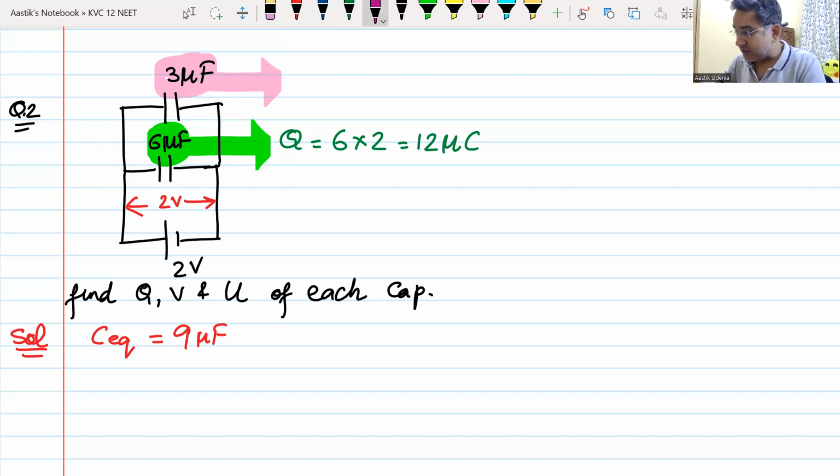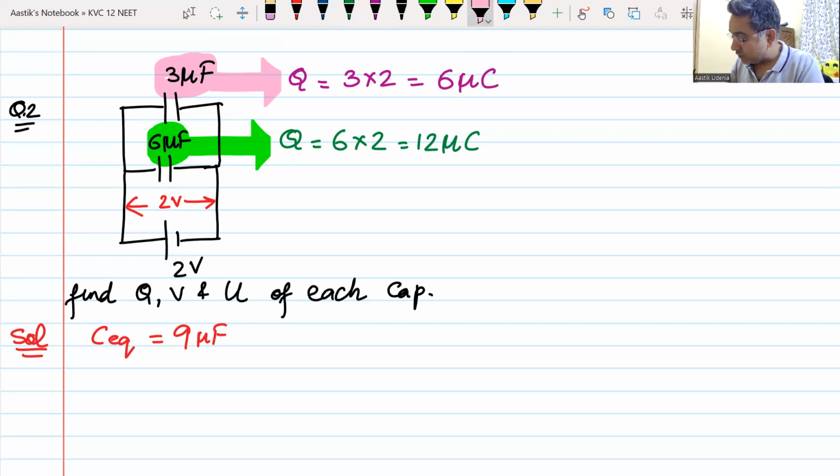To find out the charge on this capacitor, Q is equal to C into V. C is 3, V is 2. So this will be 6 microcoulomb.